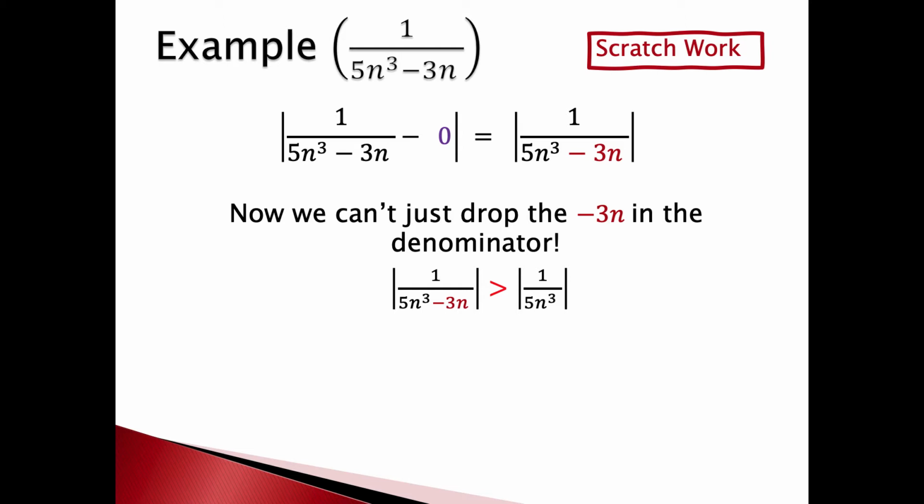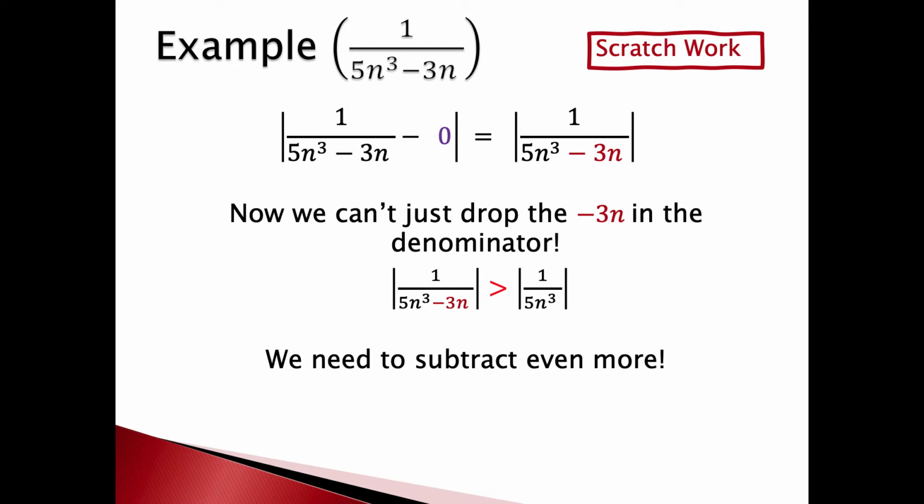In other words, right now my 5n cubed is having 3n subtracted from it. If I don't subtract that 3n, then I've made the denominator larger. Oh, that's bad. That would make the whole fraction smaller. You see from the screen what's going to happen. So we don't just drop the negative 3n. How do we get out of this conundrum? Well, the trick is we just subtract more.